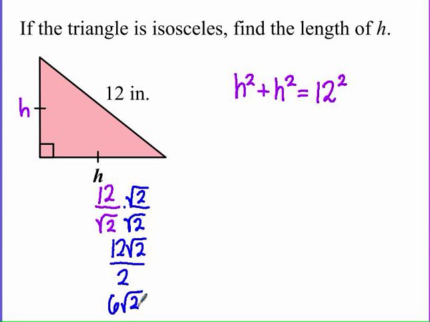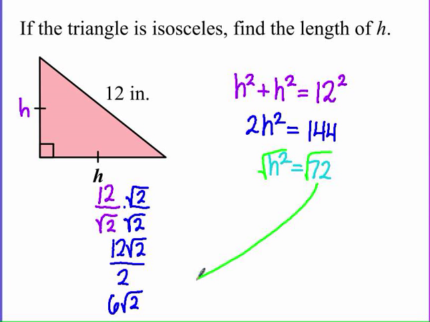Or, worst comes to worst, you forget, you've got this option. Okay, this tool. It's going to take you a little longer. h squared and h squared is 2h squared. 12 squared is 144. What do you do now? Divide by 2, so h squared equals 72. And we just broke down 72 on the slide before, and we found that to be 6 root 2. So you will get the exact same answer both ways.